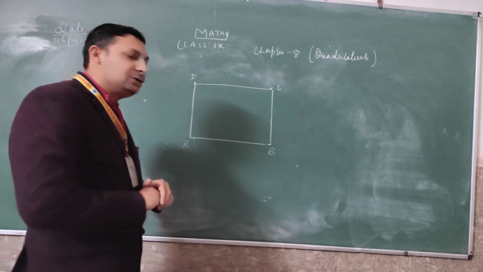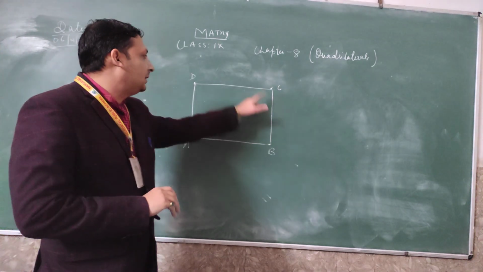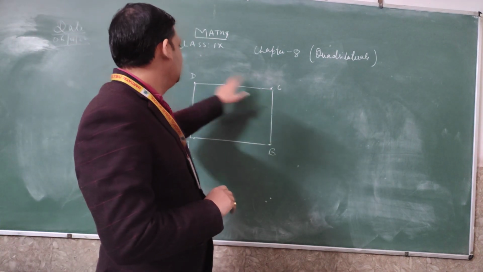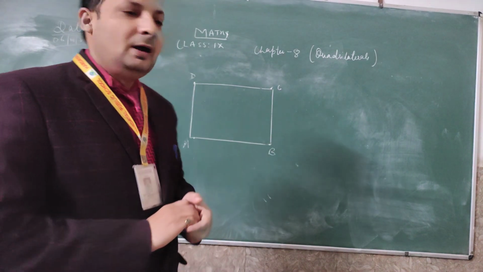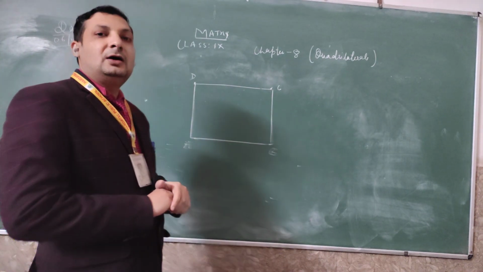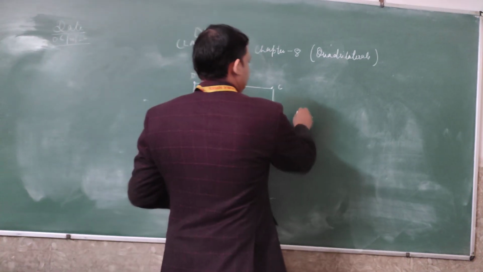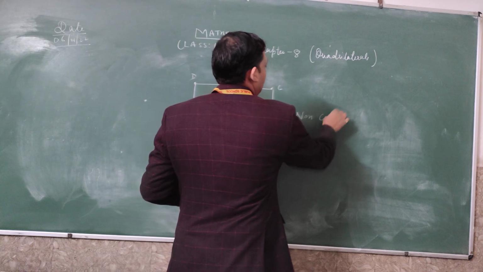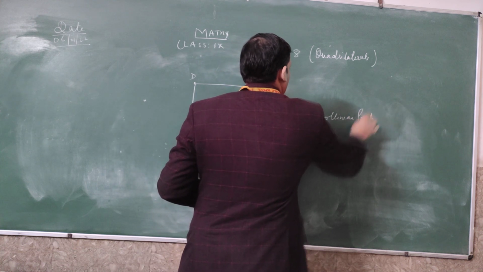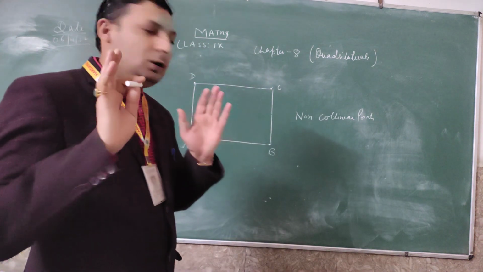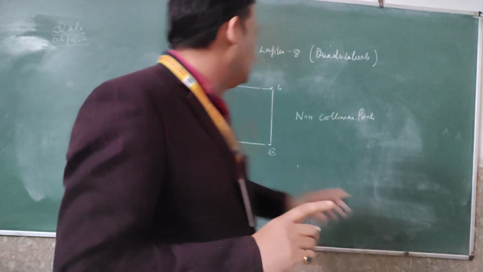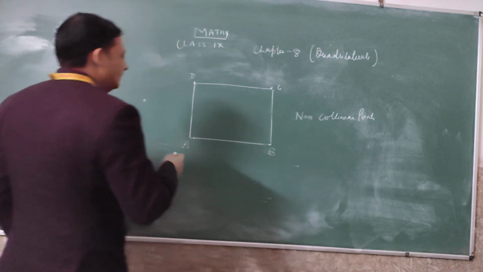First question will be, what is a quadrilateral? A quadrilateral is a closed figure formed by 4 line segments. The names are AB, BC, CD and AD. And what is the name of these points? Points A, B, C, D are called non-collinear points. So dear students, when we join 4 non-collinear points, it forms a closed figure, and the name of that figure is quadrilateral.